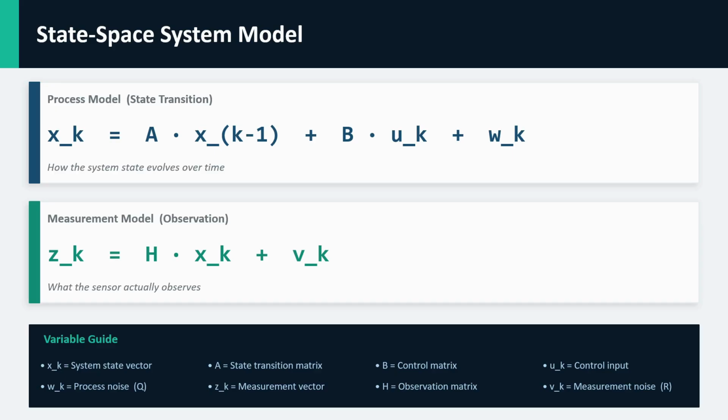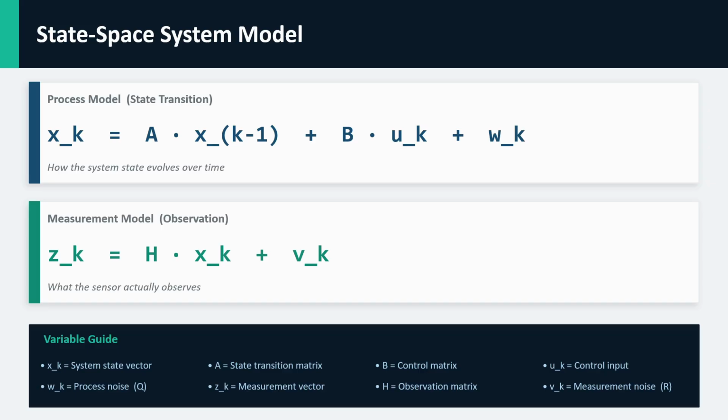To understand how a Kalman filter works, we first need to understand the state space model it's built on. There are two equations. The first one is the process model, or state transition equation, which tells us how the system state evolves over time: x_k = A·x_(k-1) + B·u_k + w_k. Here x is a state vector, for example the position and velocity of a drone. A is a matrix that tells us how the state evolves. B and u_k handle any control inputs. And w_k is the process noise, the uncertainty in our model.